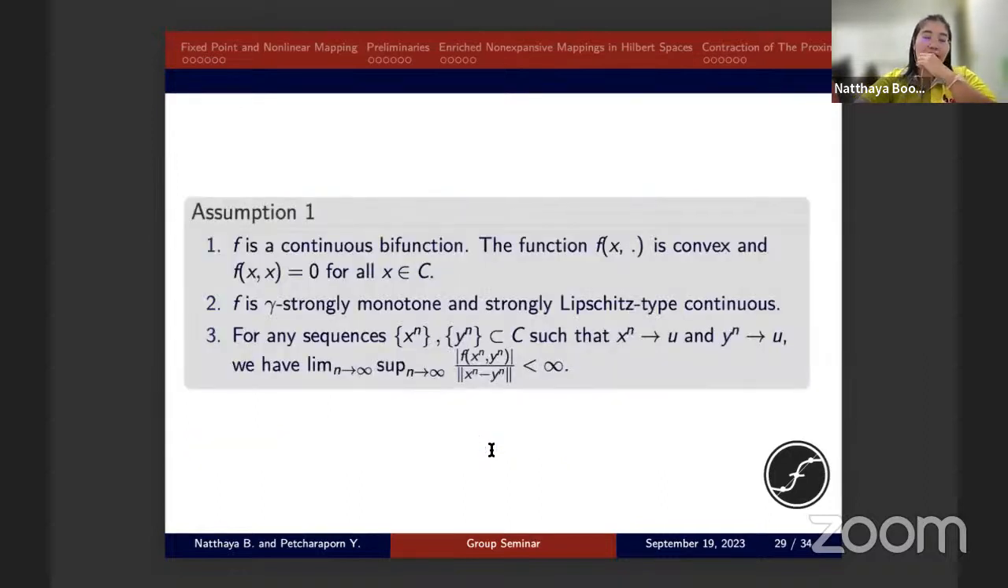Assumption 1: f is a continuous function and the bifunction is convex, and F(x, x) equals 0 for all x in C, and the bifunction is gamma strongly monotone and strongly limited-type continuous. The last condition: for any sequences xn and yn in C such that xn converges to u and yn converges to u, the limit supremum of this inequality is finite as n converges to infinity.